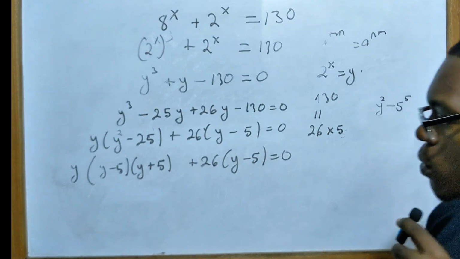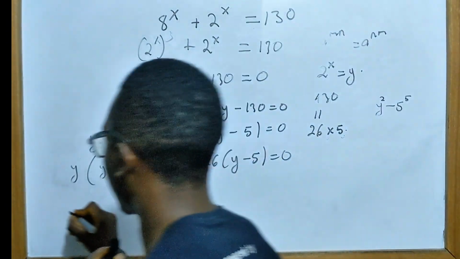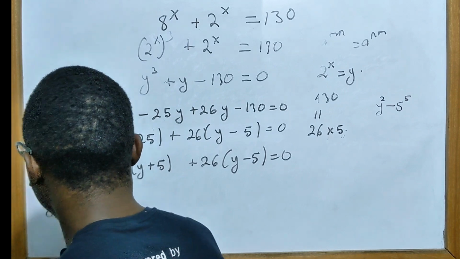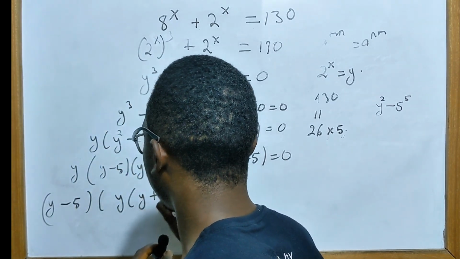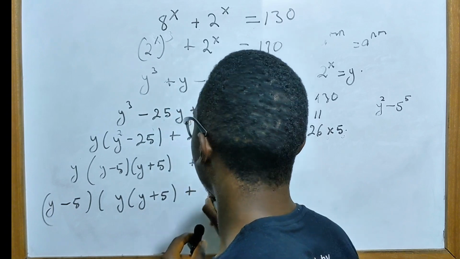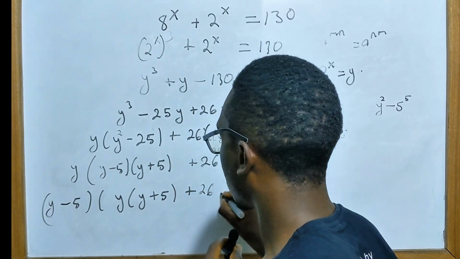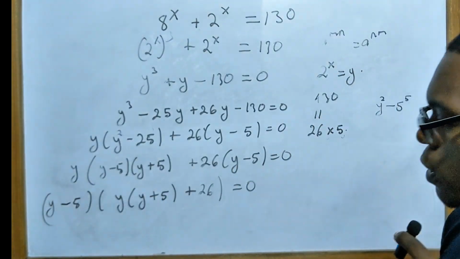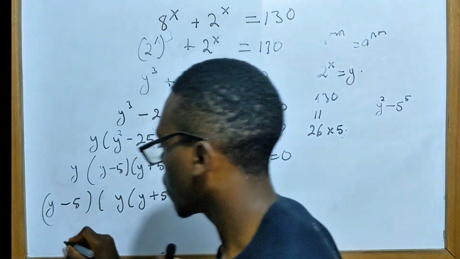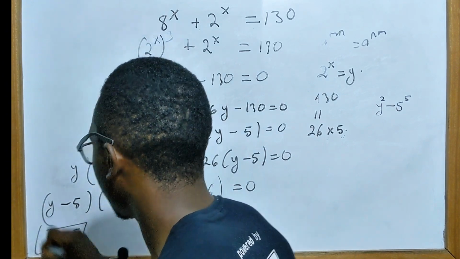Equals 0. At this point, we can take out y minus 5. This is common everywhere. So we have y minus 5 into y into y plus 5 plus 26 equals 0. Therefore we can just say y equals 5. That is already one solution.